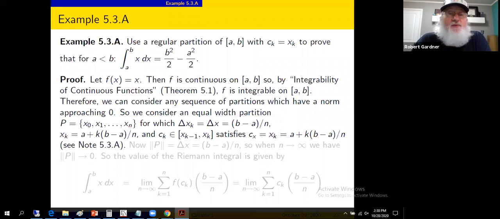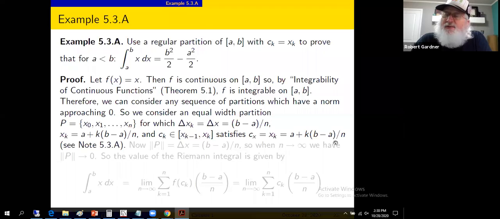So do as we did before. Regular partition, take all the delta x's to be the same, b minus a over n. x sub k is a plus k times b minus a over n. c sub k, this time, choose it to be x sub k. So now I need a formula for the c sub k's, and choosing c sub k to equal x sub k, we get this for the c sub k's.